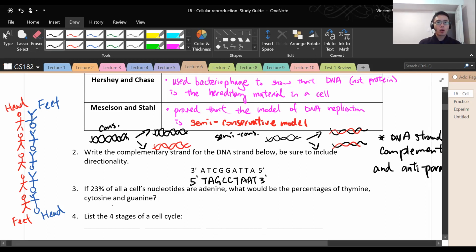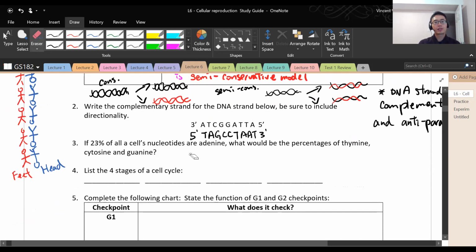Next, if 23% of all cells' nucleotides are adenine, what would be the percentage of thymine, cytosine, and guanine? Okay. So 23% is adenine. According to Chargaff's rule, we know that the percentage of A is going to equal the percentage of T. So if you have 23% A, you're going to have 23% thymine. If you add these together, you will get 46%.